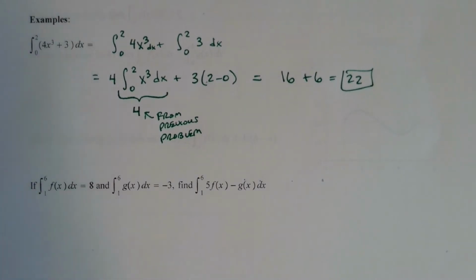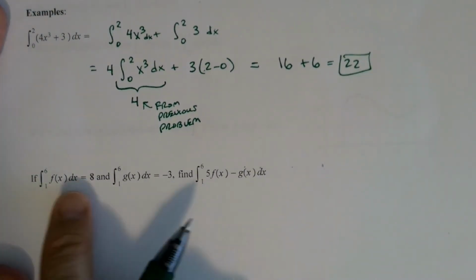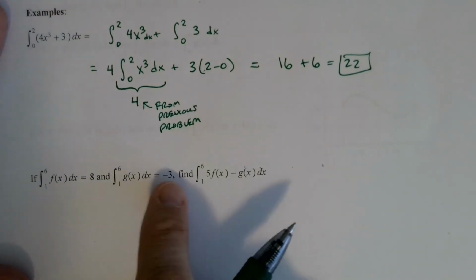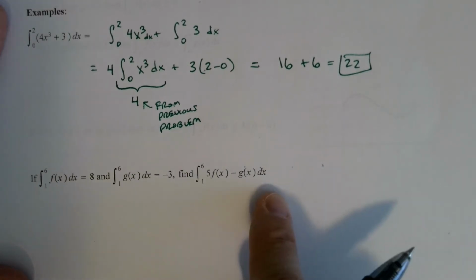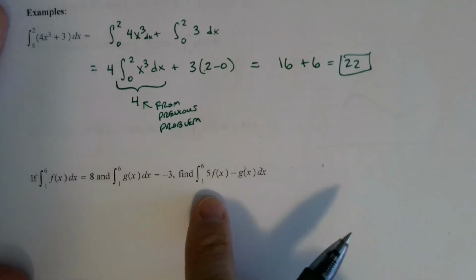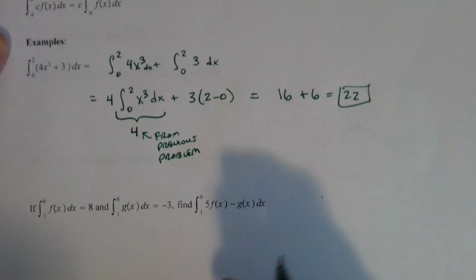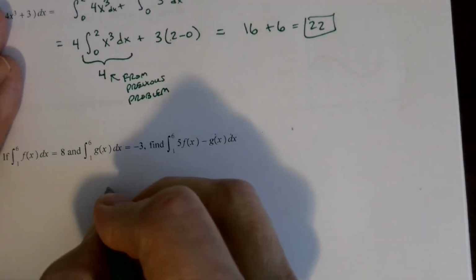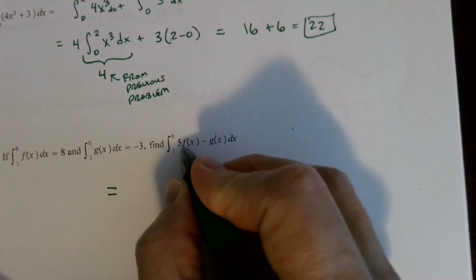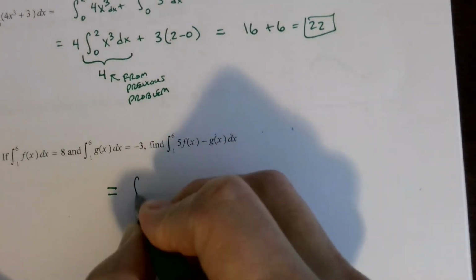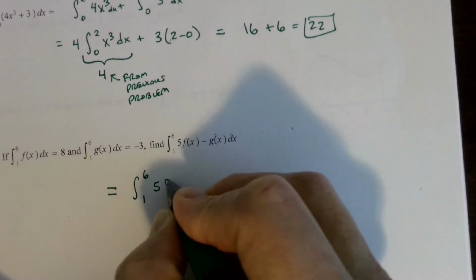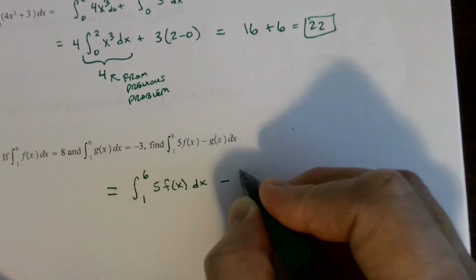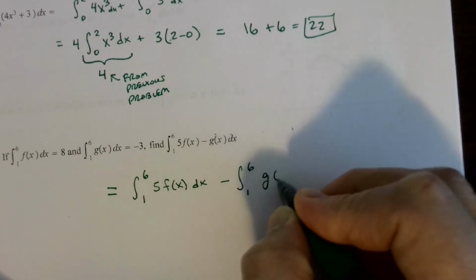Here's another one. If the integral from 1 to 6 of a function f is 8, and the integral from 1 to 6 of another function, g, is -3, find this expression. What's the integral from 1 to 6 of 5f(x) minus g(x) dx? Well, I'm going to make use of these linearity properties. First of all, I can take the integral of a difference as the difference of the individual integrals. So it's the integral of 5 times f(x) dx minus the integral from 1 to 6 of g(x) dx.